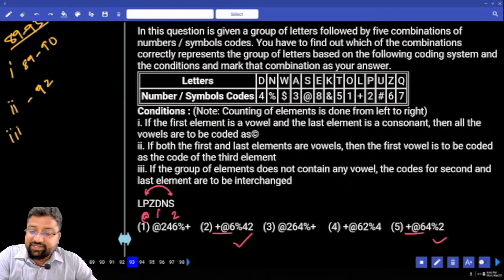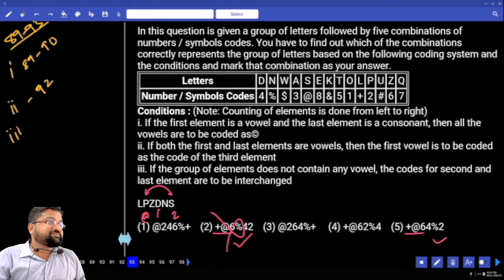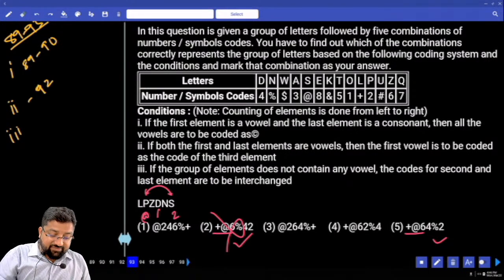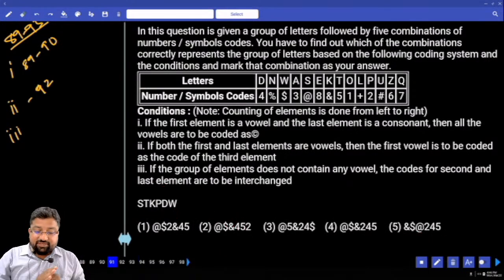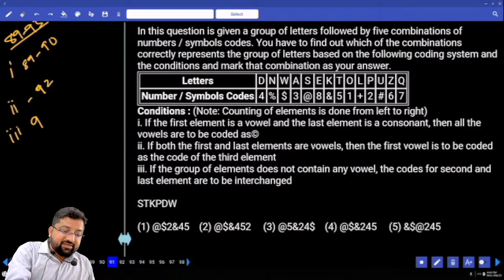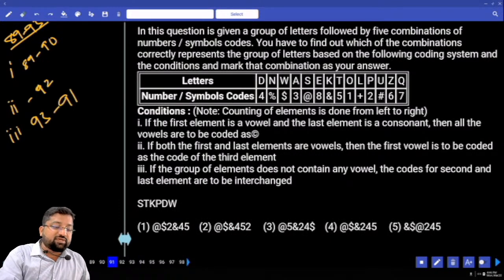What is the fourth element? D. What is the code for D? 4. So which option is my answer? Fifth option. There is one question which is left out. I think it is 91. 91 also follows condition 3. 93 and 91 both follow condition 3.